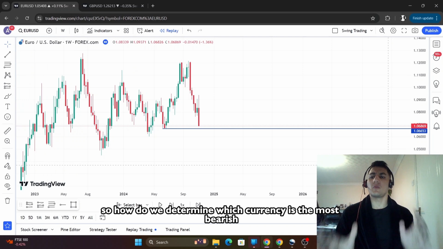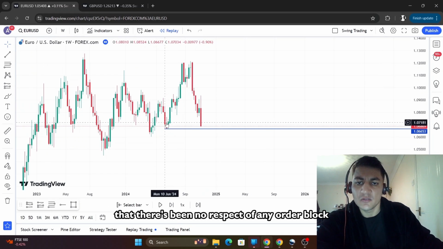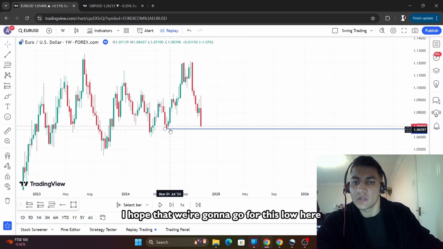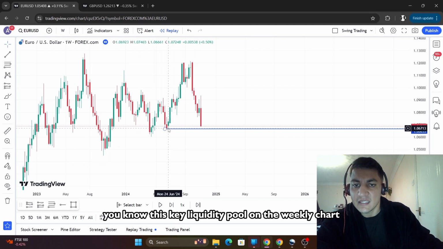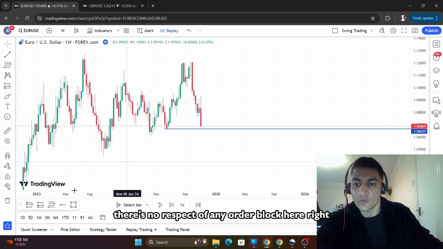So how do we determine which currency is the most bearish? Run the euro dollar here. We can see that there's been no respect of any order block or fair value gap here. And it's pretty obvious, I hope, that we're going to go for this low here. This key liquidity pool on the weekly chart. Smart money is telling us there's no respect of any order block here.